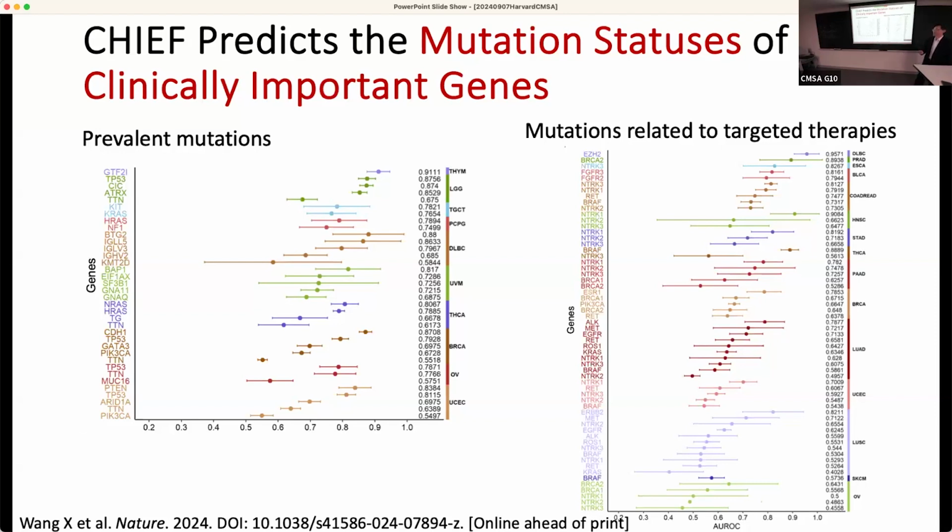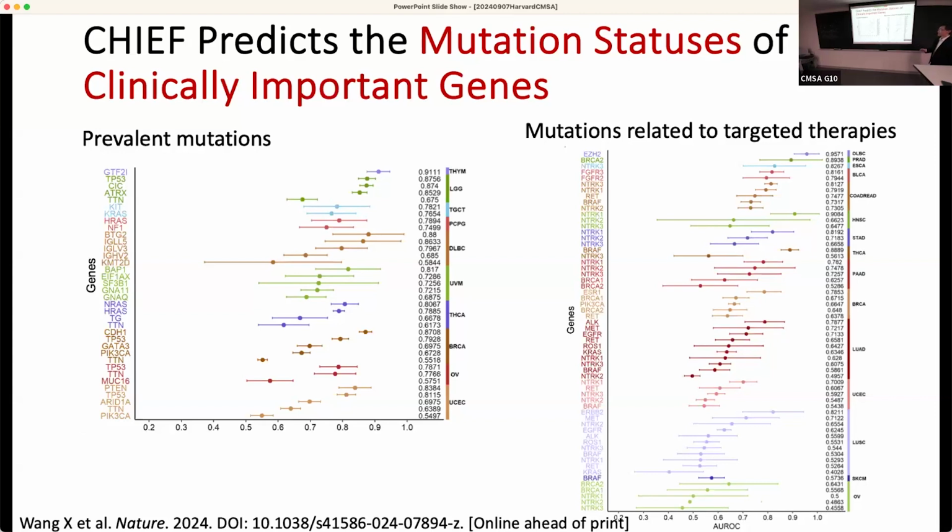Yeah. So the question is about how do we select these mutations? So for the figure on the left, we just pick all mutations with high prevalence, and by high prevalence we mean more than 5% prevalence within each individual cancer type. So it's a systematic analysis, and here we show all the results.